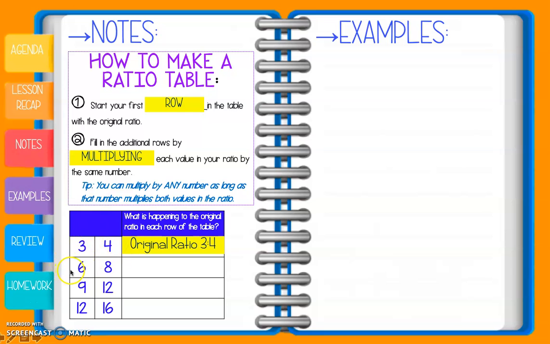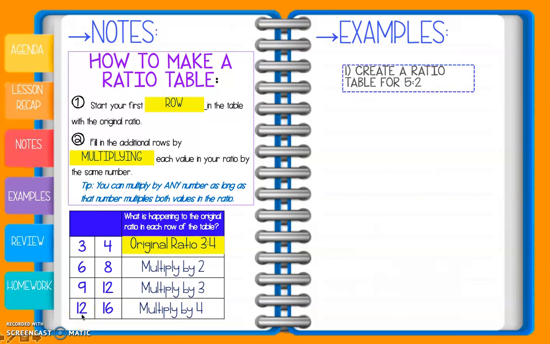Then to get to 6 to 8, we multiplied the original ratio by 2. So to get that second row, we just multiplied by 2. 9 to 12, we would have taken our original ratio and multiplied by 3. 12 to 16, we would have taken our original ratio and multiplied it by 4. So you take your original ratio for your first row, and then you're just going to multiply to get additional rows. So let's take a look at an example here.